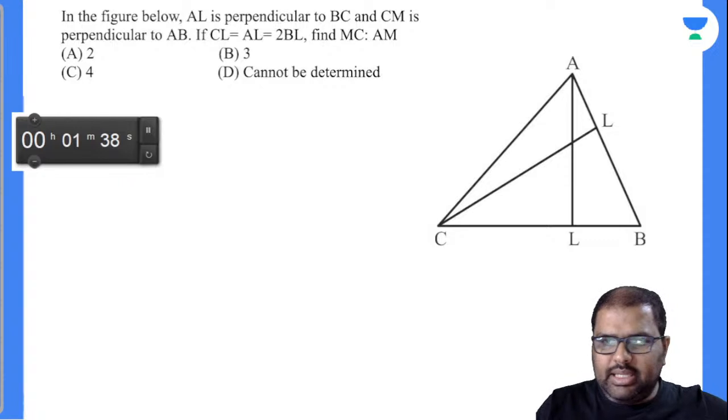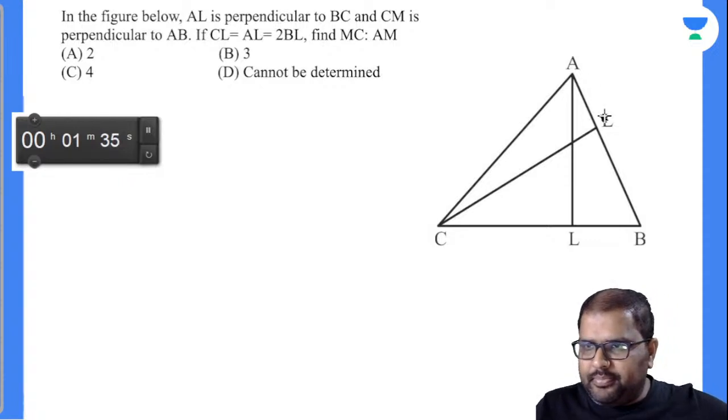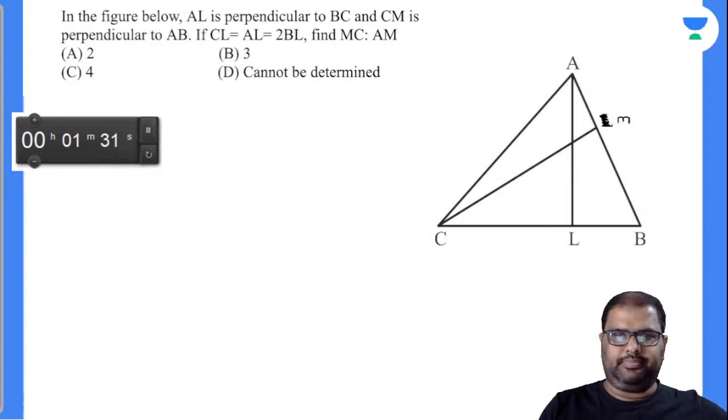A small mistake there. This is M. Now try it.